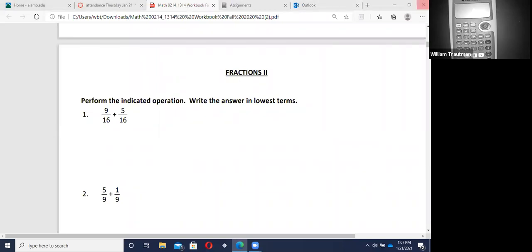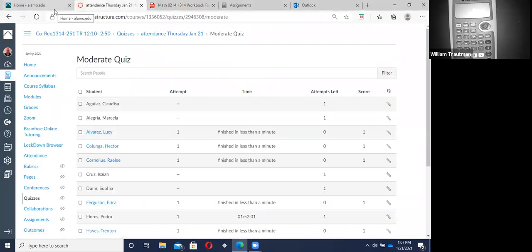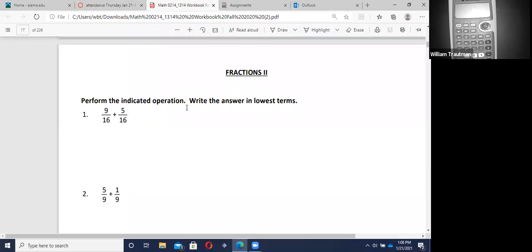This is fractions part 2 for math 1314. See, I thought this was 1332. This is math 1314, the college algebra. So I'm going to show you how to do these problems, but then I'm going to use the calculator. So I'm going to do them both ways, manually and then with a calculator.